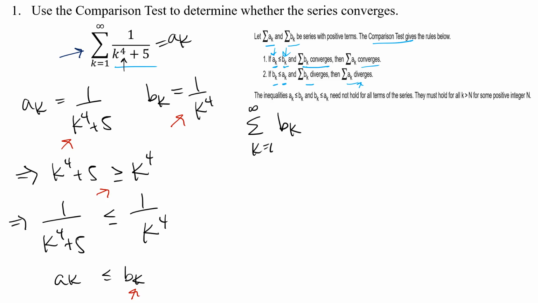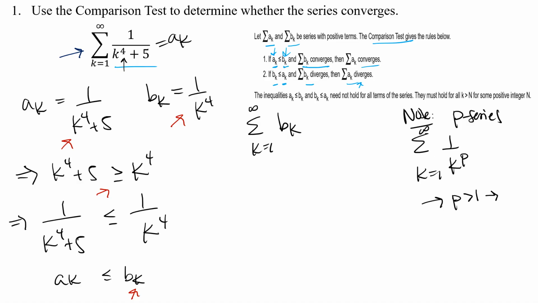What we're going to do then is use something called the p-series, okay? So what does the p-series say? Well, if I have a summation of k going from 1 to infinity of 1 over k raised to the p power, then the p-series says, if my p is greater than 1, then my series is going to converge, okay? But if my p, whatever that exponent is, is less than or equal to 1, then my series diverges, okay?